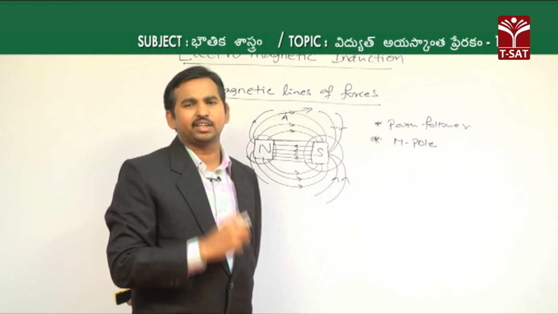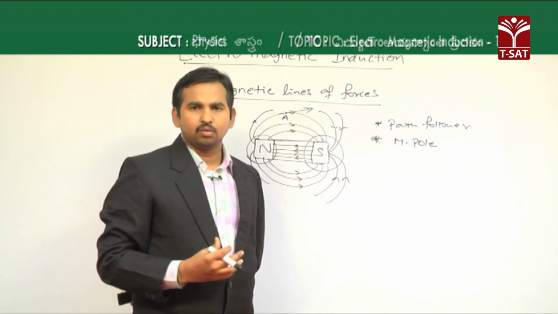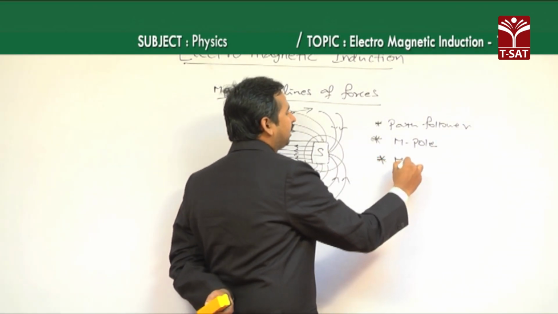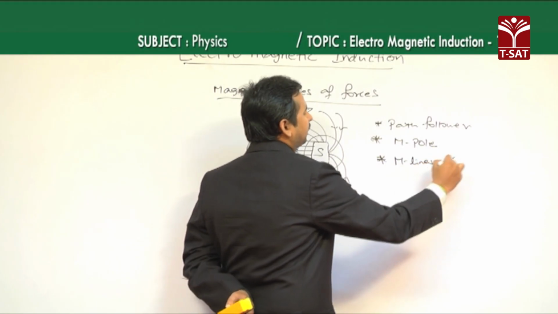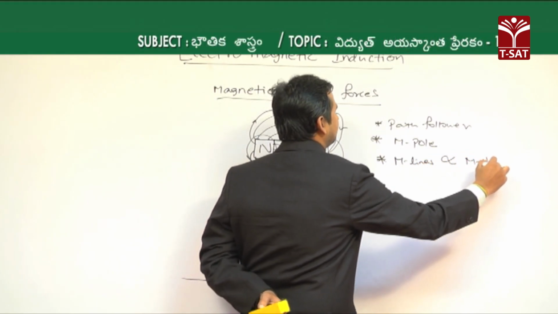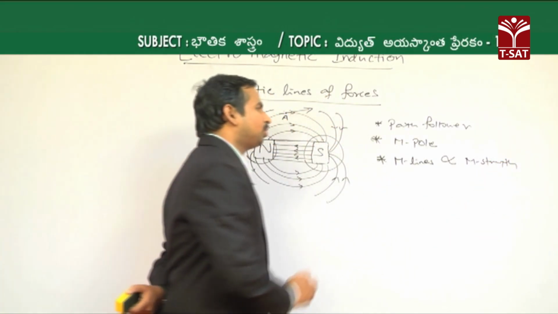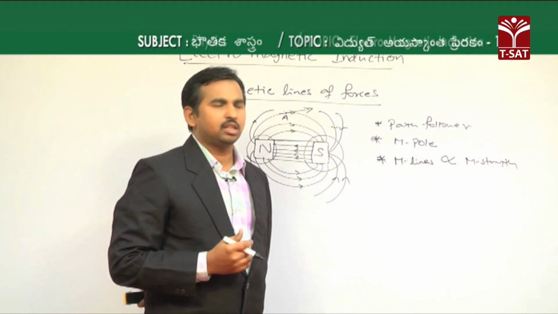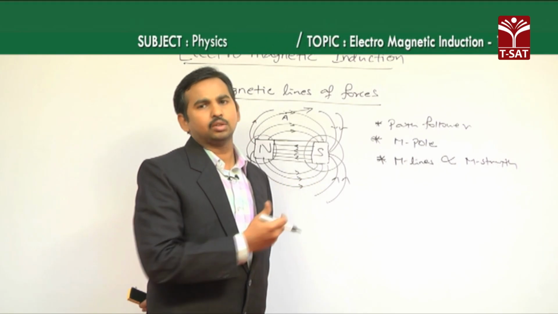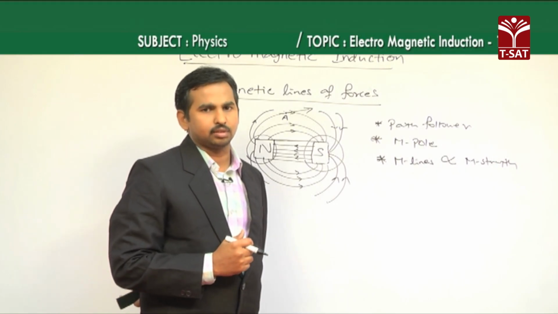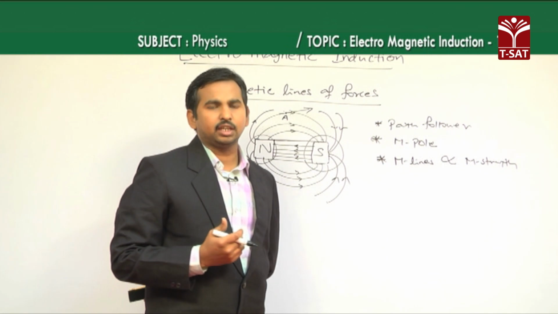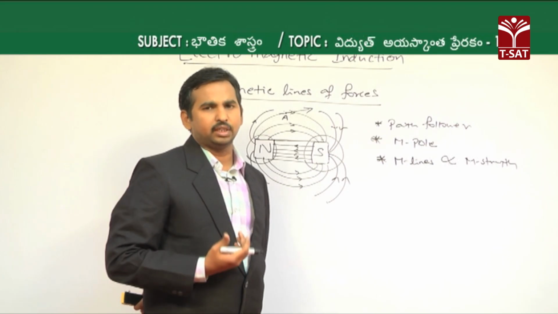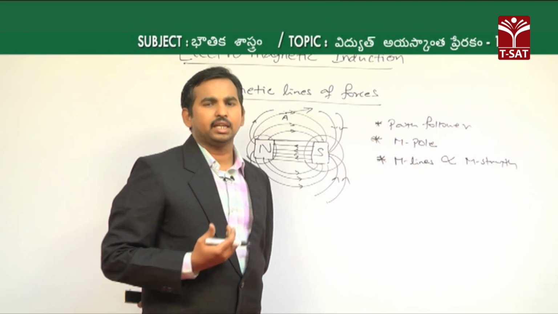Where the concentration of magnetic lines is more, at that particular point we always have more magnetic field strength, which means that the number of magnetic lines is directly proportional to the magnetic strength at that point. And these magnetic lines of force are all closed curves. And the tangent at any point on the curve of the magnetic lines of force gives you the direction of the magnetic field at that point.